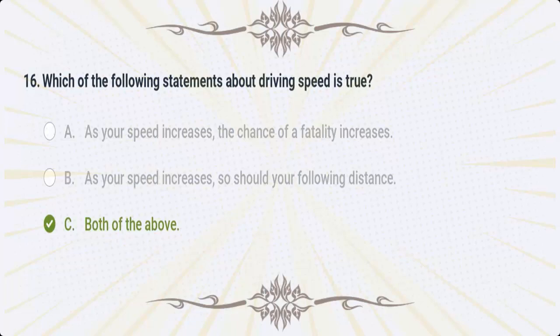As driving speeds increase, the chance of a fatality in the case of a collision increases. If you are going faster than 80 miles per hour, you have almost no chance of living through a crash. The speed you drive affects your stopping distance, so you should increase your following distance as you increase your speed.